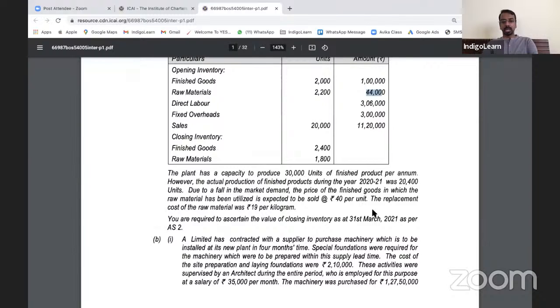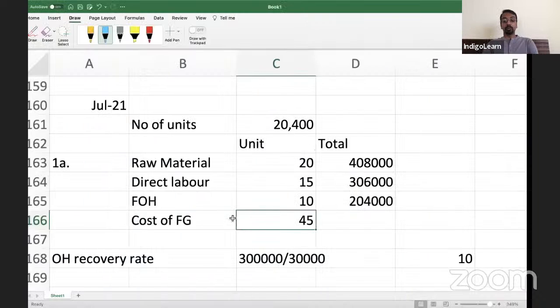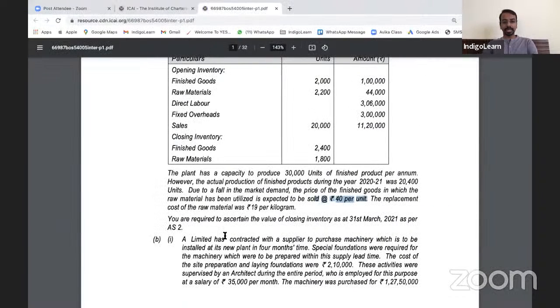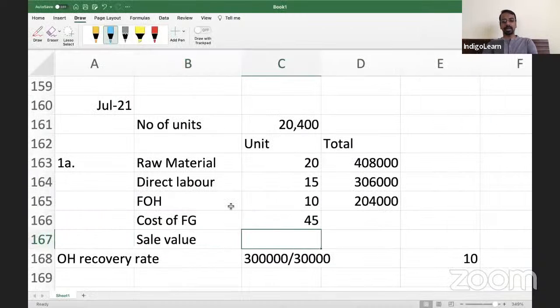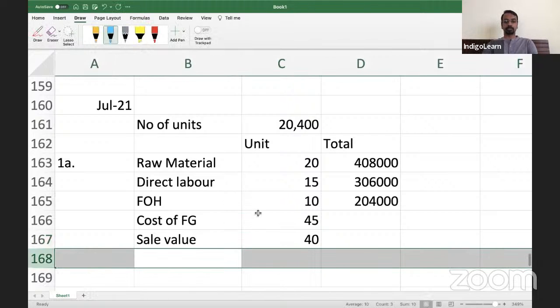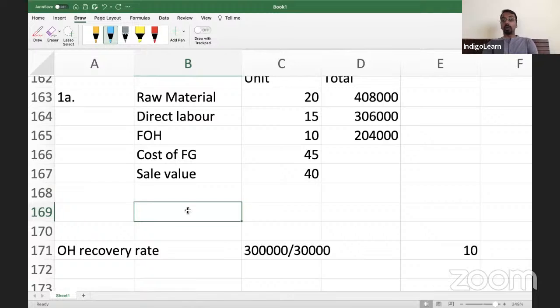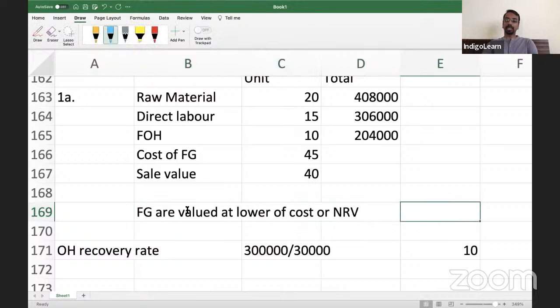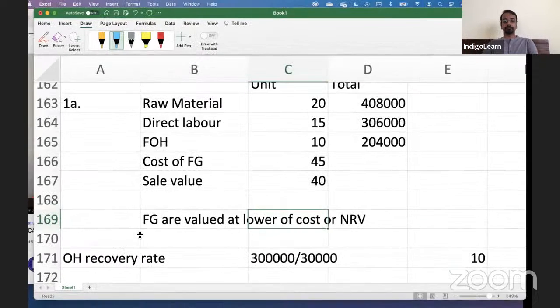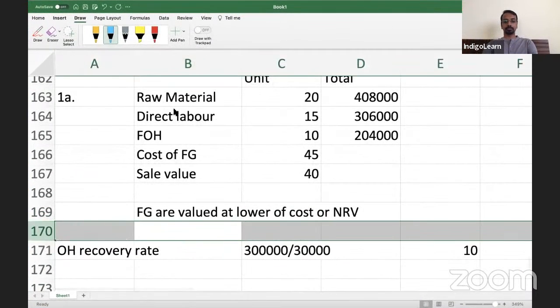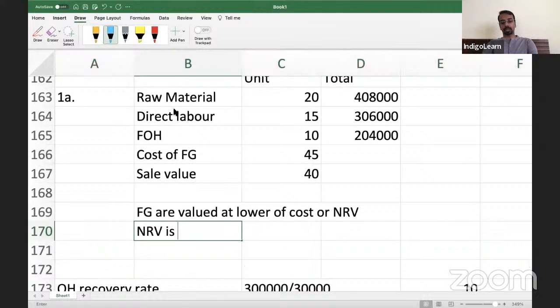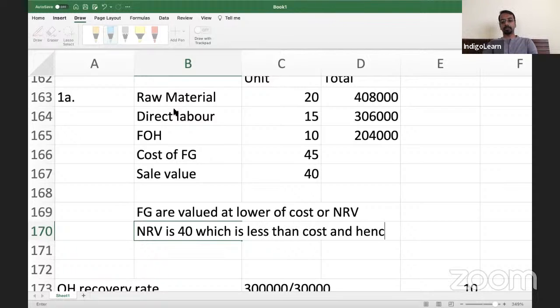What does the question say? Finished goods will be sold at 40. So are there any selling expenses given? No selling expenses. So sale value is 40. So how do you value finished goods? Finished goods are valued at lower of cost or net realizable value. In this case, NRV is 40, which is less than cost. Hence, finished goods will be valued at 40.